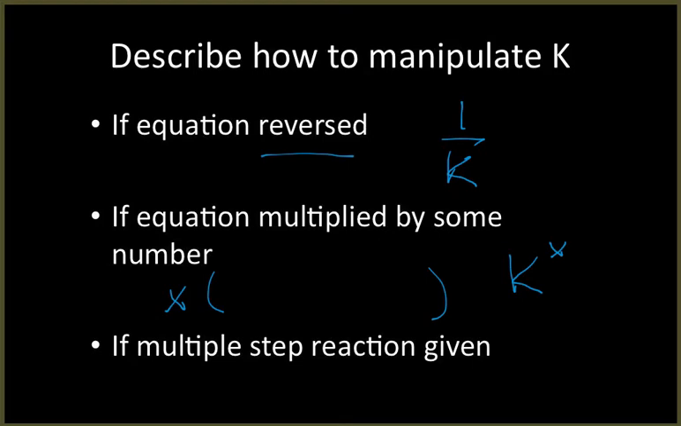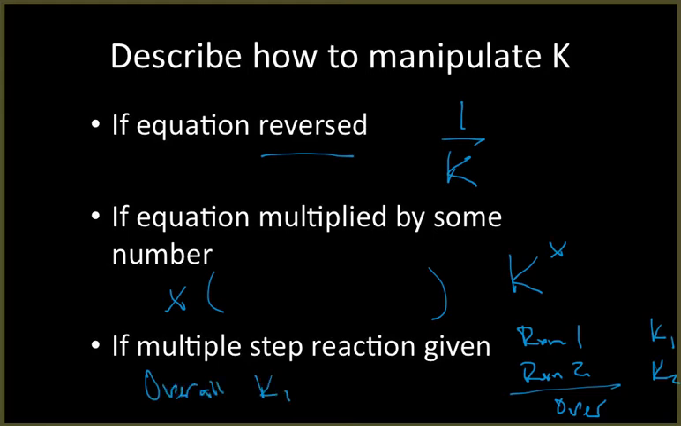If you have a multiple step reaction, like reaction 1 and reaction 2, and it gives you the overall reaction, and you have a K for the first one and a K for the second one, to get the overall you would take the first K times the second K. So you take the product of the Ks instead of adding them up like we did with the H's. So again, if you reverse the reaction, you take 1 over K. If you multiply all the coefficients by some number, you raise K to that power. And if you have multiple step reactions, then you take the Ks and multiply them to get the overall K.